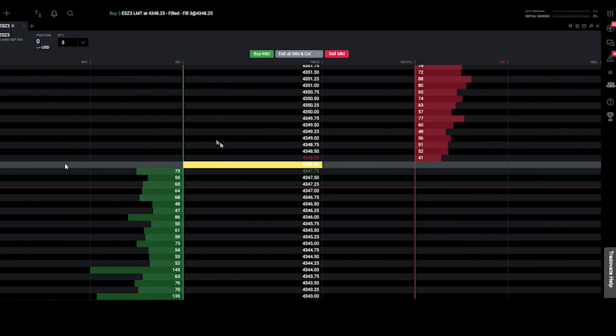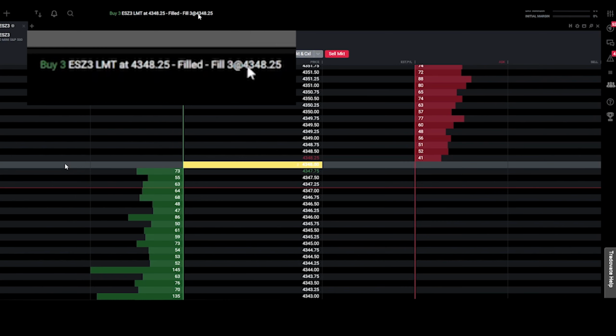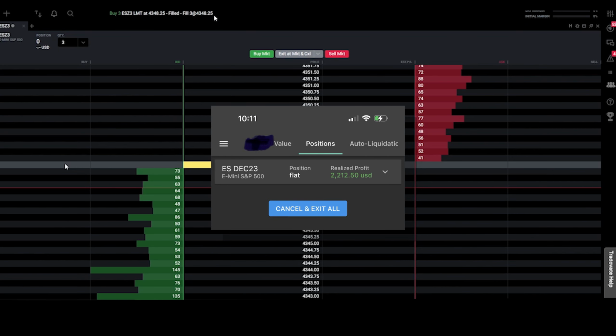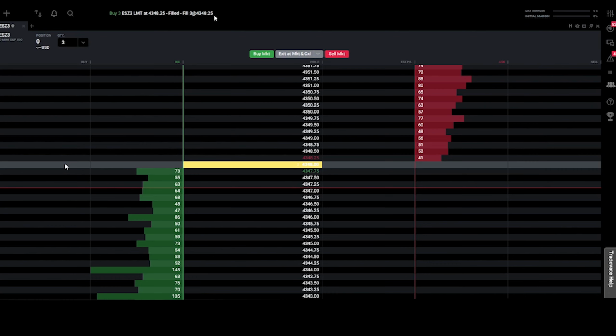And there was my sell. Okay, I sold. I was filled at 4348.25. So right at $1,200 profit. I ended my day at $2,200 profit. I took a total of 3 trades today, all on ES, all on this account. Ended my day right at 2,200.